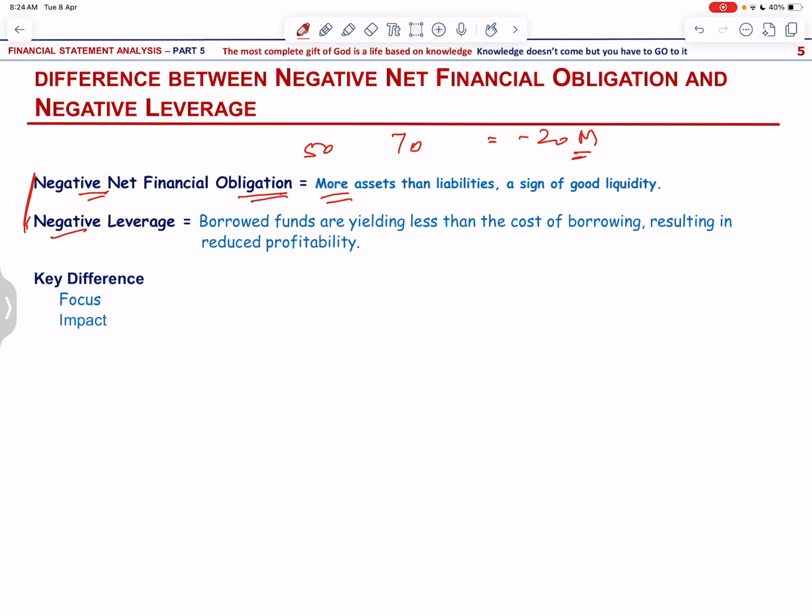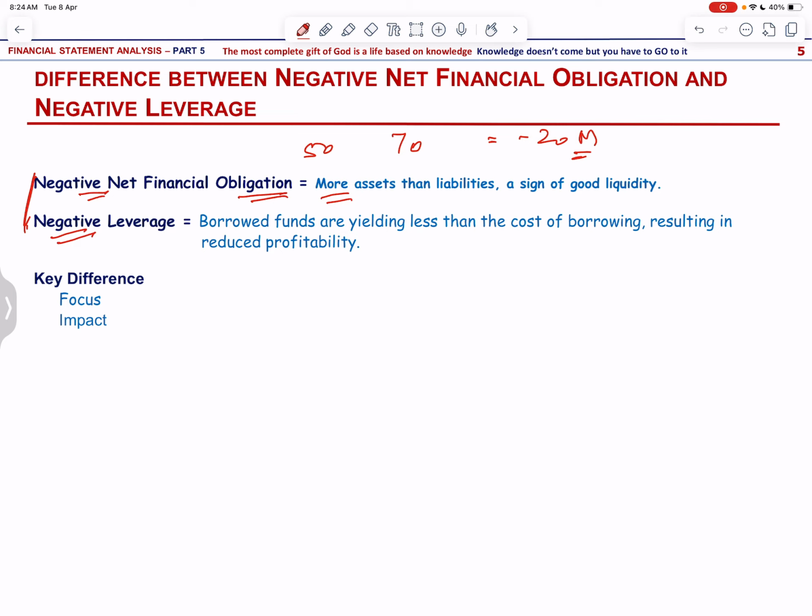Coming to negative leverage, it refers to using borrowed capital, debt, to increase the potential return on investments. Negative leverage occurs when the cost of debt exceeds the return generated by the investment that the debt is funding. This situation erodes shareholder value instead of enhancing it. It is a concept tied to investment returns and financing cost.